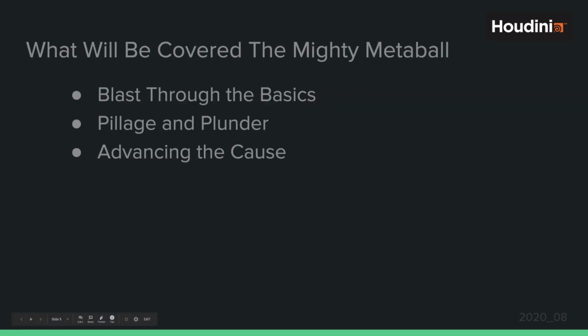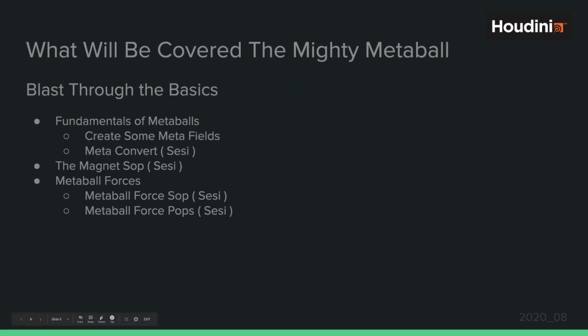So what are we going to be covering? First, I'm going to blast through the basics. Then we're going to pillage and plunder. And then we're going to advance the cause. So blasting through the basics, we're going to look at the fundamentals of metaballs. We're going to create some meta fields. We're going to turn those fields into polygons using the meta convert. We're going to take a look at the magnet SOP. Then we're going to look at metaball forces, specifically the metaball force SOP and the metaball force pop.